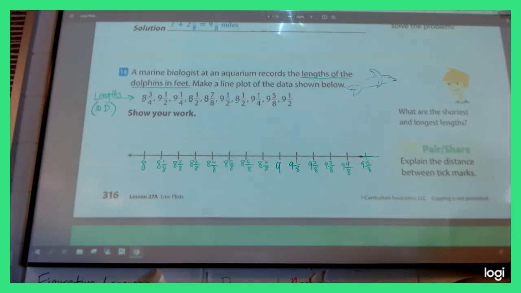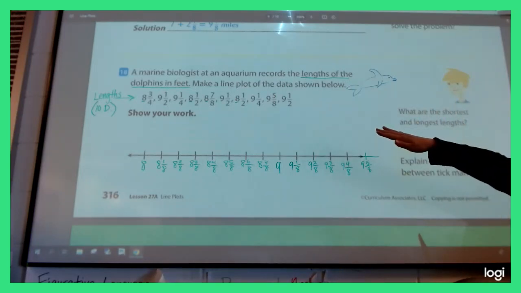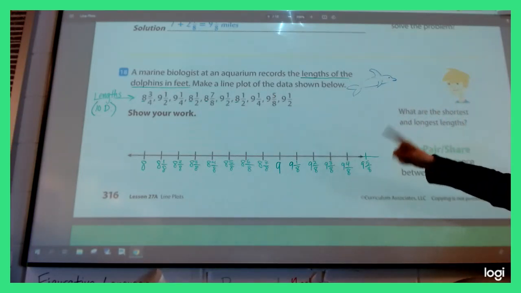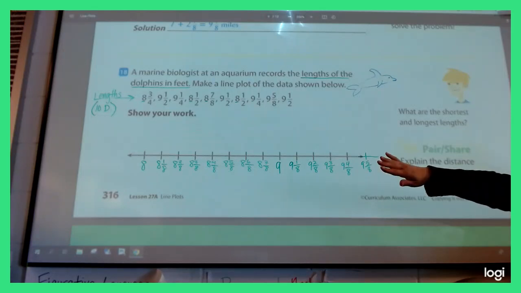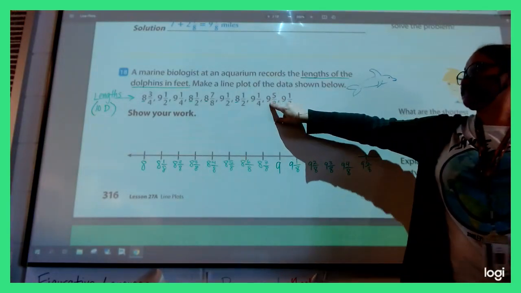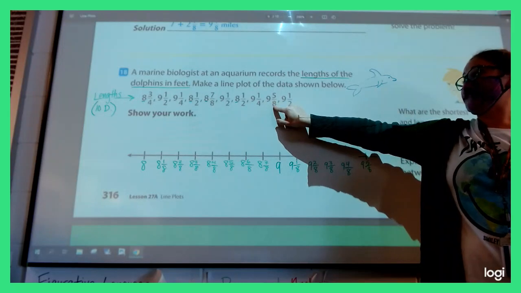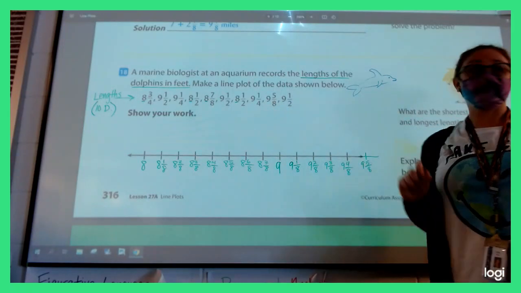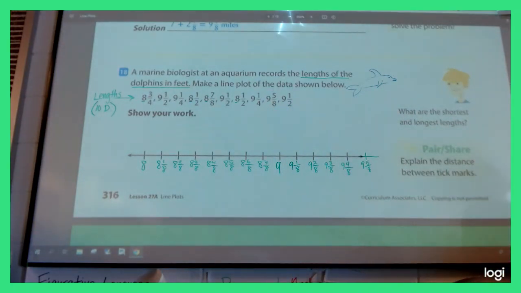All right, so to review all we have done, we looked and we saw, all right, our whole numbers are 8s and 9s. So we started at 8, and we saw that the largest denominator that we had to deal with was an 8. So that is what we did first, okay? Give everyone about 10 more seconds to write that down.